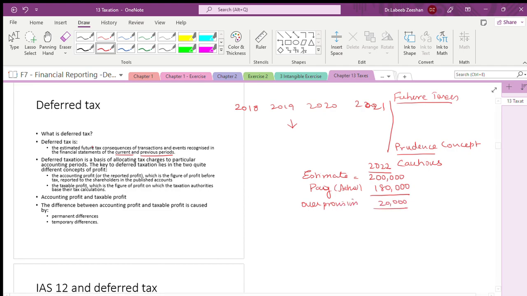Fine, good, but the issue comes when you are estimating 160,000 but actually you end up paying 210,000. Then the profits will be impacted by 50,000, and the management will ask why you have underestimated.